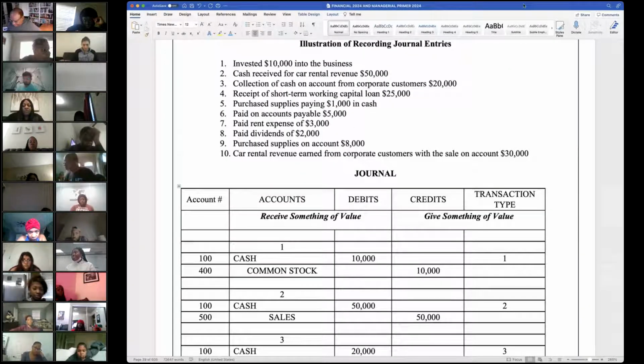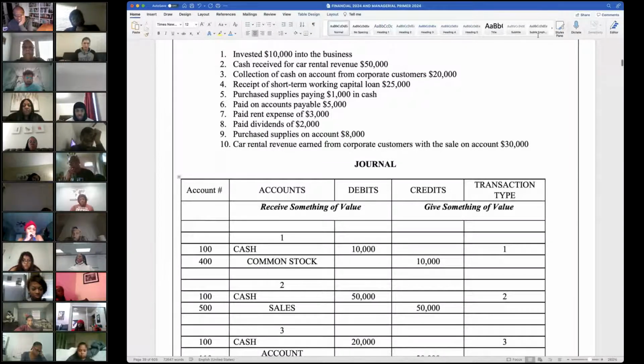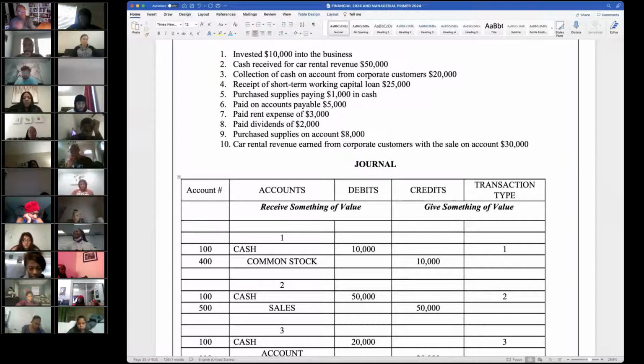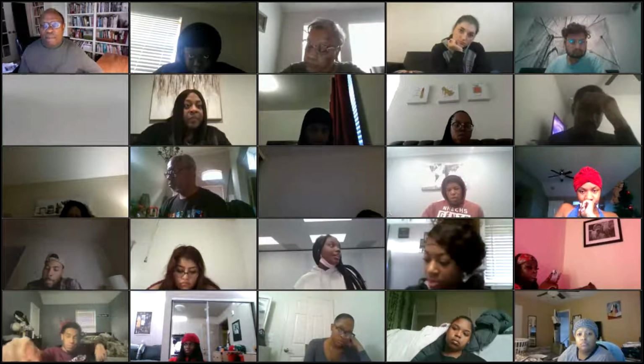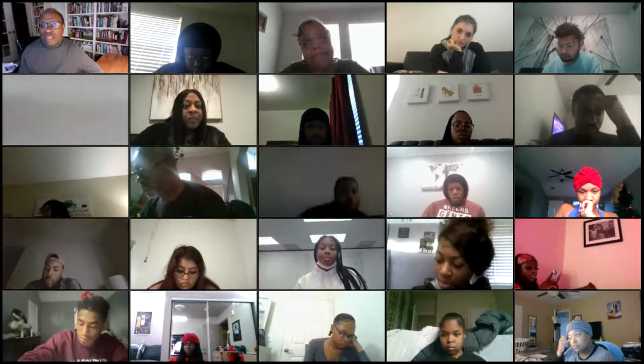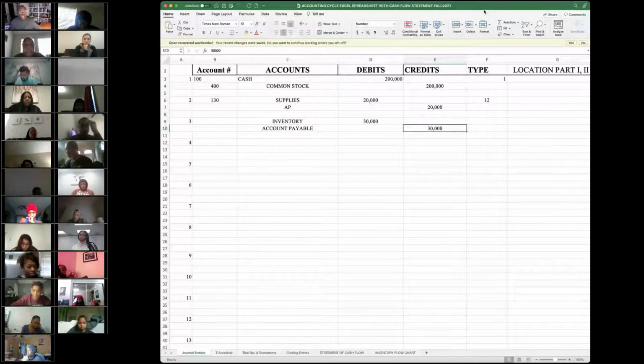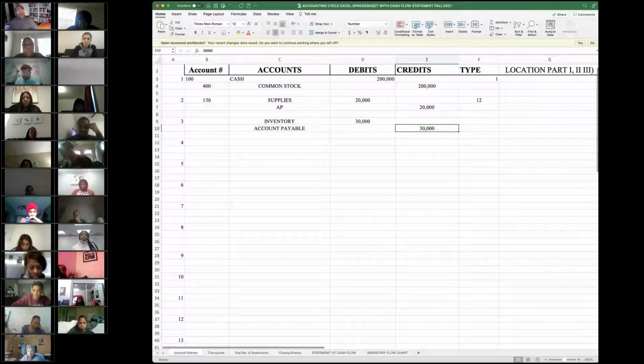Give us one that looks like yours. It doesn't have the chart for us to fill out. It just has, unless yours wants to make it. Well, let me see if I can share something else with you all. Journal entries. I actually have an Excel spreadsheet in there for you all, okay? So there's an Excel spreadsheet.